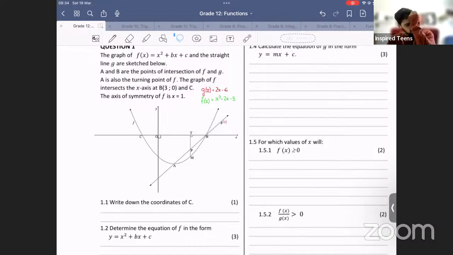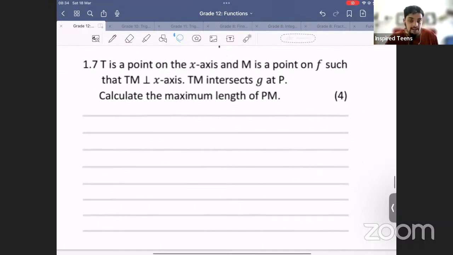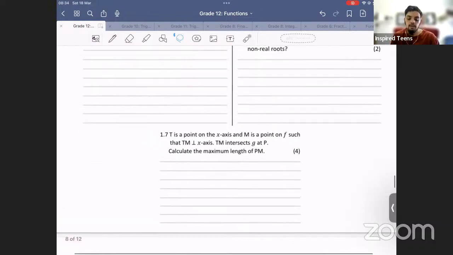Okay, so we have the two equations of the graph, and that's all we essentially need. It says T is a point on the x-axis, and M is a point on F, such that TM is perpendicular to the x-axis. TM intersects G at P. Calculate the maximum length of PM. Okay, let's go see what in the world they are talking about.